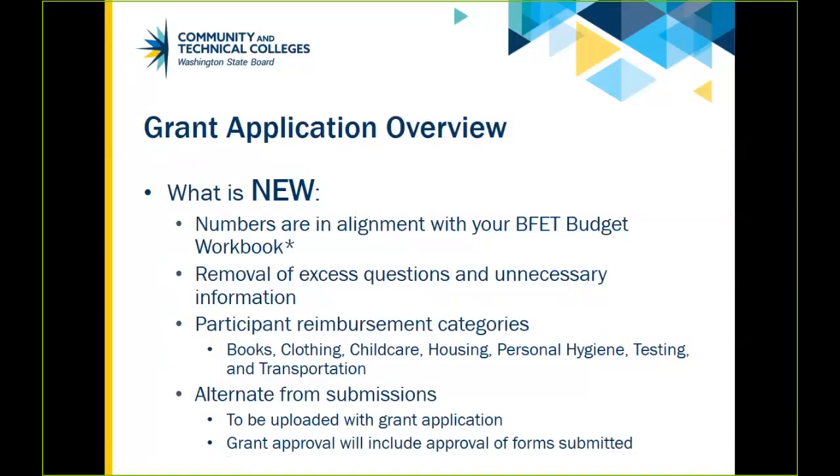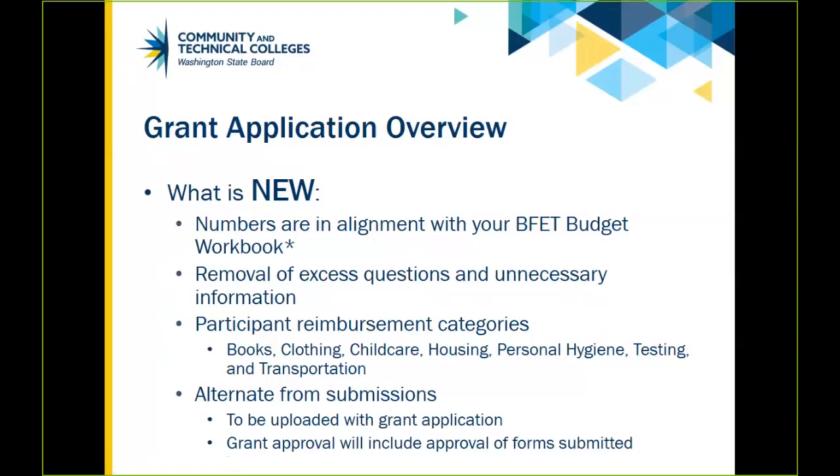Numbers are within $1 or so of your workbook amount due to a rounding issue in the DSHS workbook. You will need to use the numbers provided to you in the spreadsheet sent out with the grant release emails. Those are your numbers.